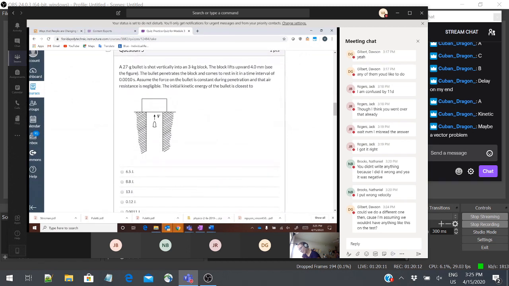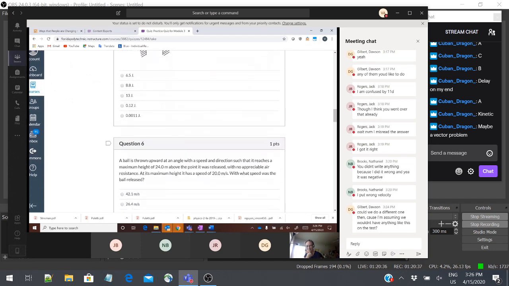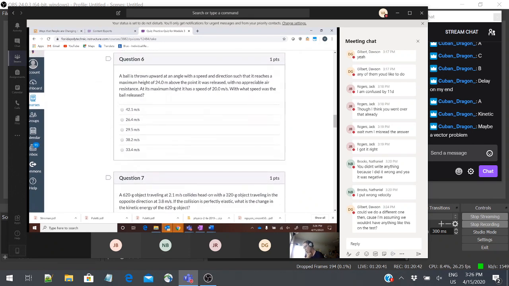Okay, bullet shot vertically into a 3 kilogram block. Block lifts upwards 4 millimeters. So it just kind of goes. Bullet penetrates the block and comes to rest in a time interval of 0.0010 seconds. Constant during penetration. I don't like this problem. I think it's written really badly. It's hard to work out what it's asking. So I'm going to skip that one. Balls turn upward at an angle. Okay. That one's super easy. You can do this one with kinematics.